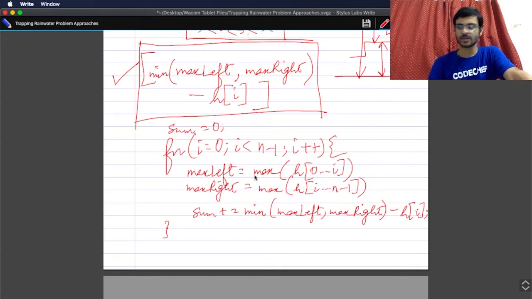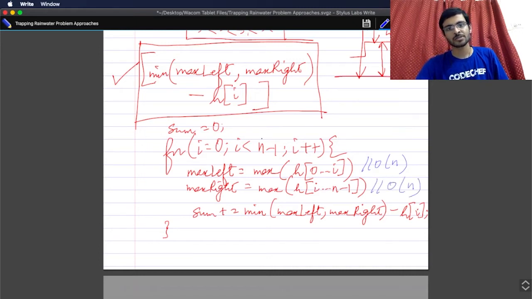So that's it. This is the trivial approach. When you run this, you will find that you're getting the answer. But the thing is that max left and max right are basically order n approaches. What I wrote is to find out the maximum height in the 0 to ith index and the maximum height in the i to n minus 1th index. So this is order i and this is order n minus i. If you take all the cases, you will see that this is order n.